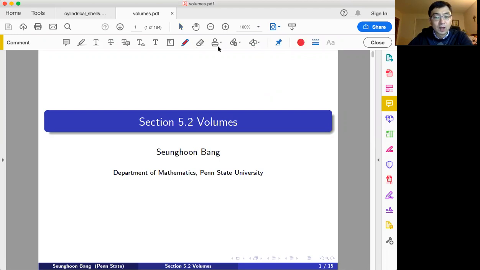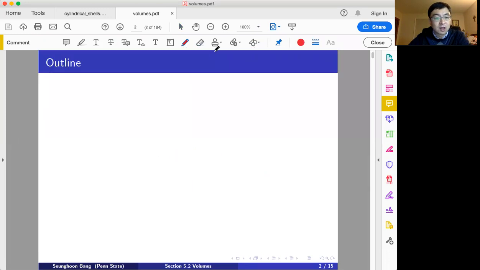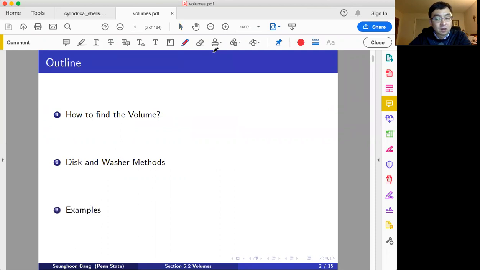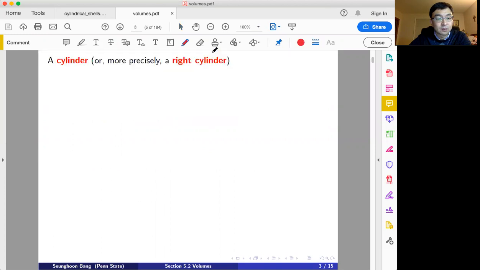Okay, so today I want to talk about sections 5.2 and 5.3. Section 5.2 is volumes. This is the outline. First, I want to talk about how we can find the volume. Second, I will explain the disk and washer methods. Third, I will give examples using the disk and washer methods.